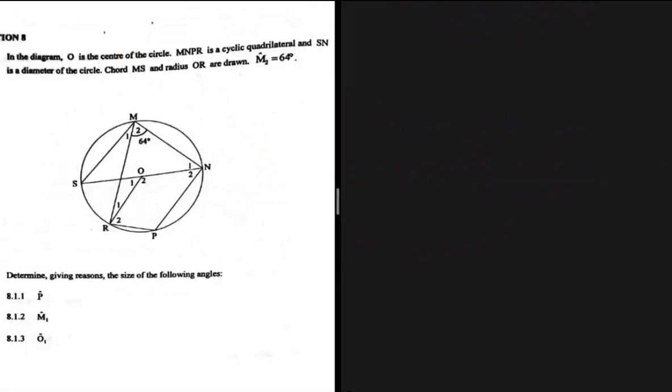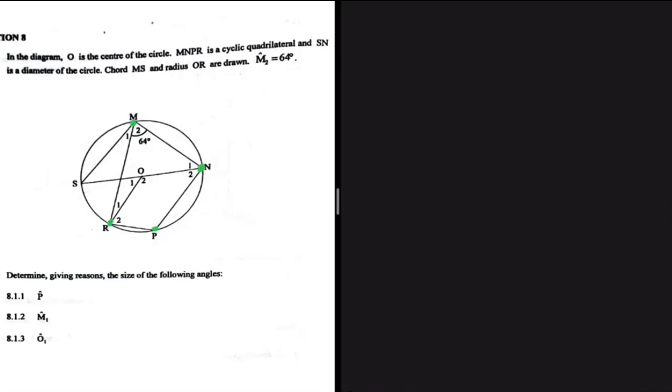O is the center of the circle, and MNPR is a cyclic quadrilateral. So let's highlight MNPR. We're saying that MNPR is a cyclic quadrilateral, and SN is the diameter. So we have SN as the diameter there, and then we have chord MS and radius OR.